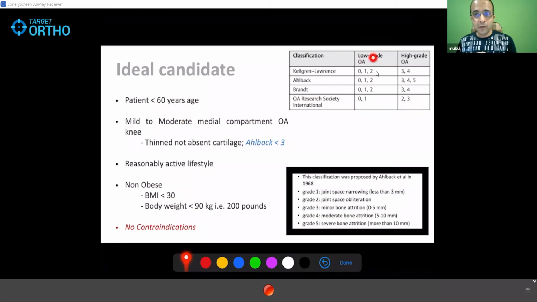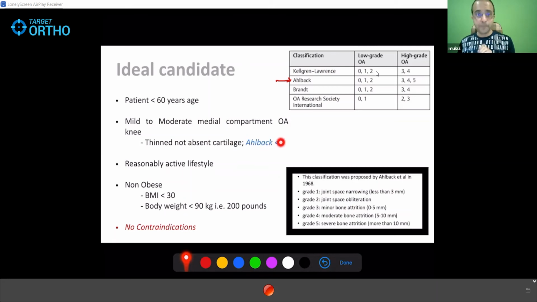So what I mean by this, for low grade OA we generally use the Ahlbäck classification or Kellgren-Lawrence classification. By Ahlbäck, it means grade 1 or 2. This is the Ahlbäck classification that was given somewhere in 1968. You can have joint space that is narrow, less than 3 mm, because normally joint space is 4 mm. It could be almost joint space obliteration, but there should not be bone attrition. If bone attrition has come in the medial compartment, then HTO should not be done. Thinned but not totally absent cartilage, so that rim of cartilage has to be there on the medial side. So you have to be less than grade 3, grade 1 or grade 2.